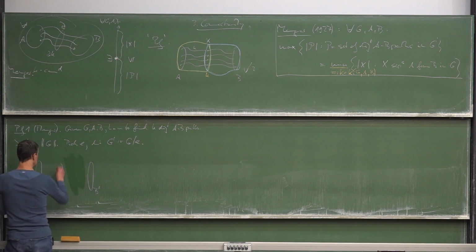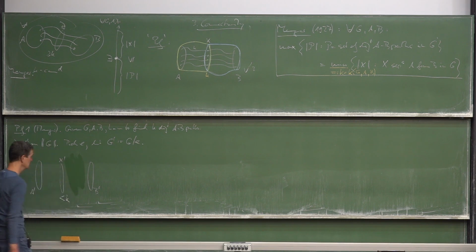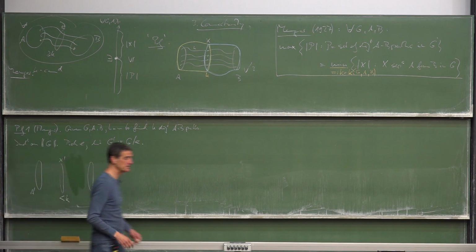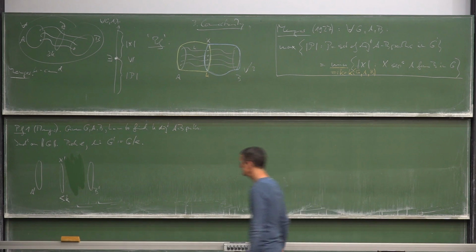Right, so there are fewer than K vertices in our separator.